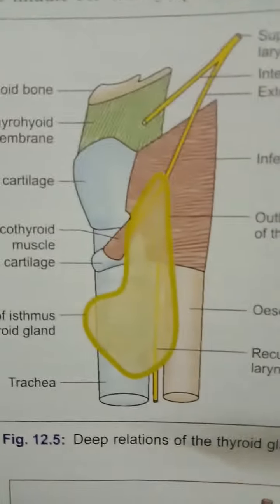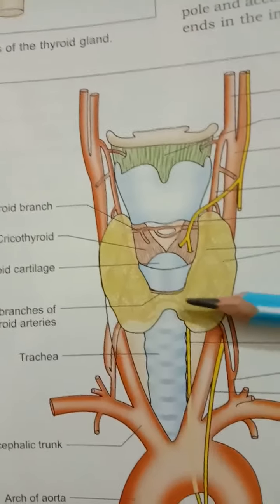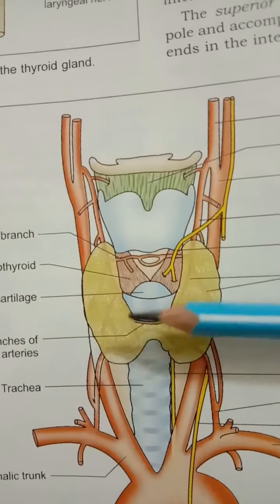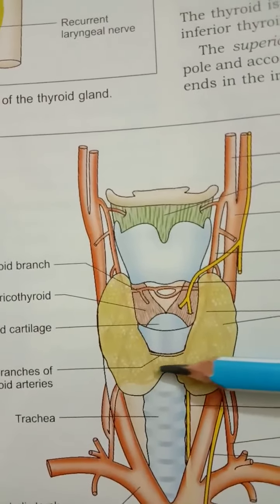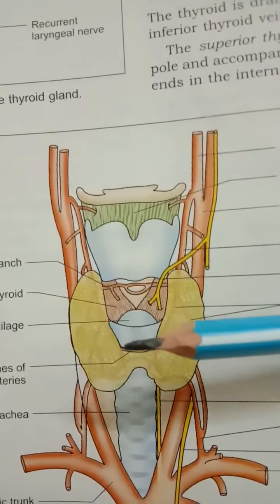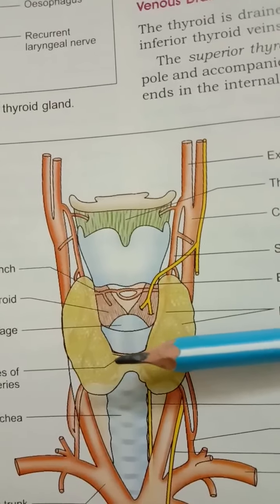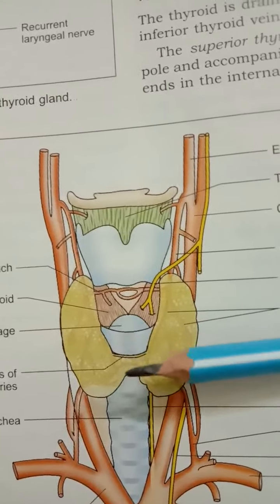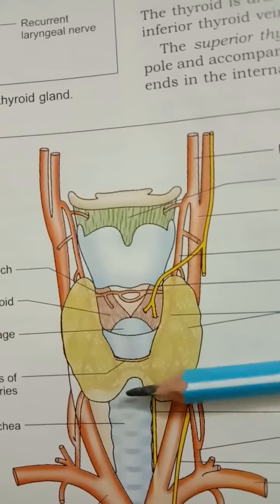Then the relations of the isthmus. Here is the isthmus. The isthmus is horizontal and presents two surfaces, the anterior surface and the posterior surface, and two borders, the superior border and the inferior border. Then the anterior surface. It is covered by the anterior jugular vein and the sternohyoid and the sternothyroid muscle. Then the posterior surface is related with the 2nd, 3rd and 4th tracheal rings.